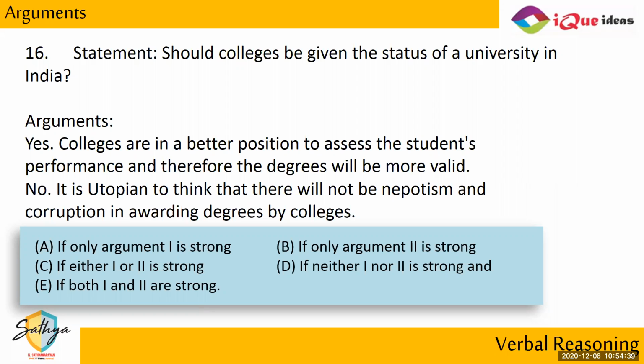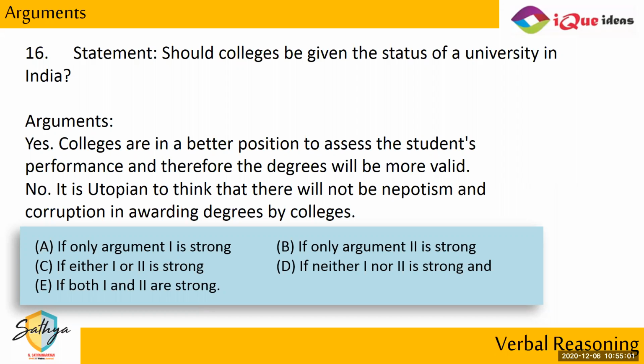No, if it's a written exam, even universities can do it. And in fact, universities will do it better if they don't know you. There won't be bias. So to think that colleges are in a better position to assess the students' performance is wrong. And just because they can assess you better, they should be given the right to give their degree. How does that make any sense?